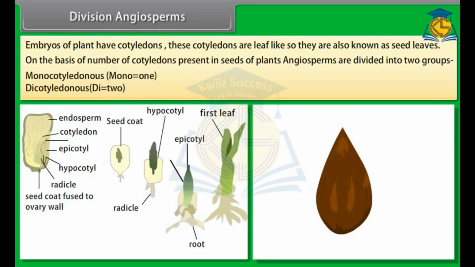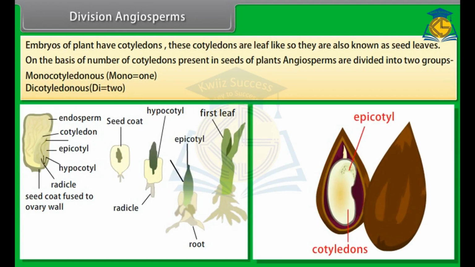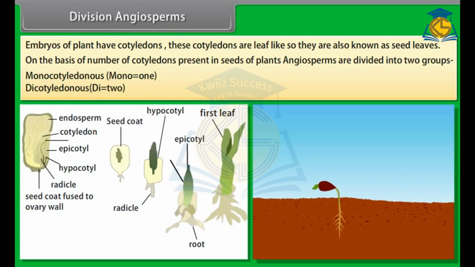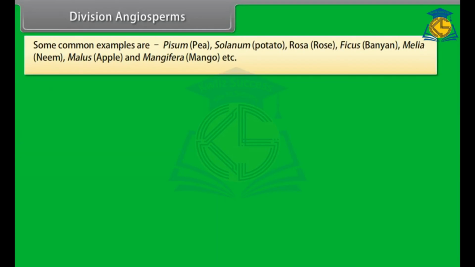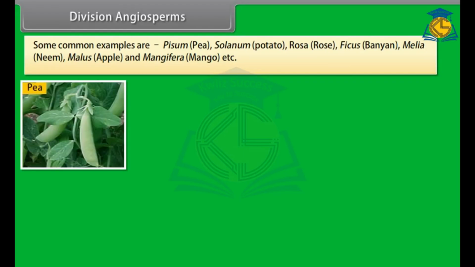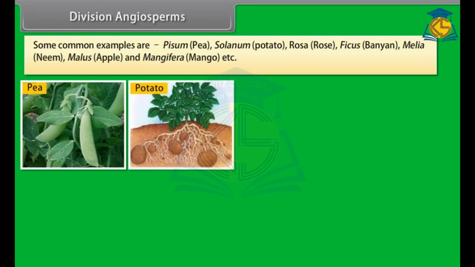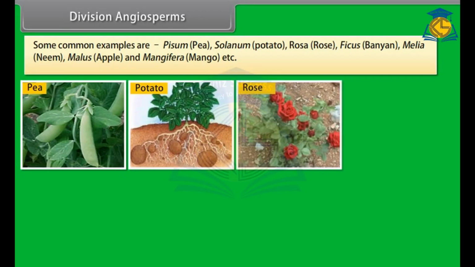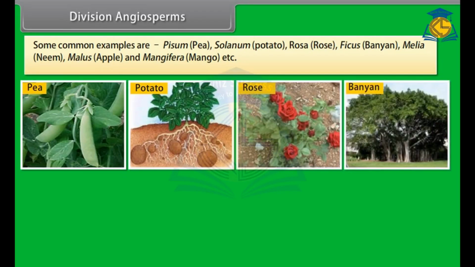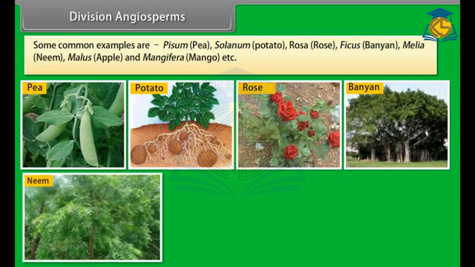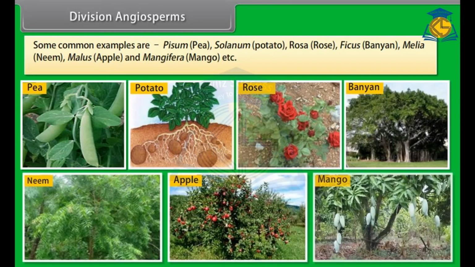On the basis of the number of cotyledons present in the seeds of plants, angiosperms are divided into two groups: monocotyledonous, mono is 1, and dicotyledonous, di, which is 2. Some common examples are Pisum, pea; Solanum, potato; Rosa, rose; Ficus, banyan; Melia, neem; Malus, apple; and Mangifera, mango, etc.